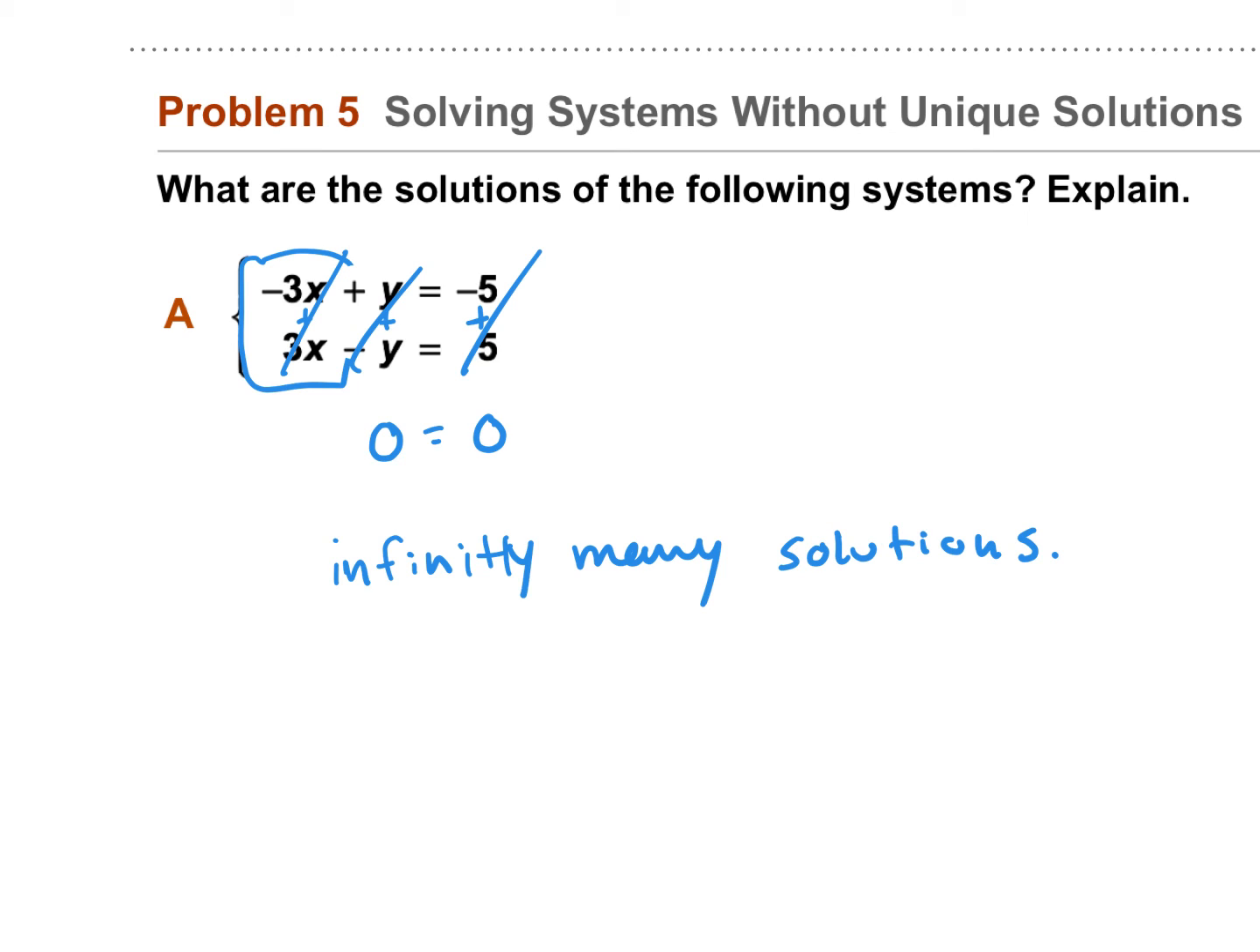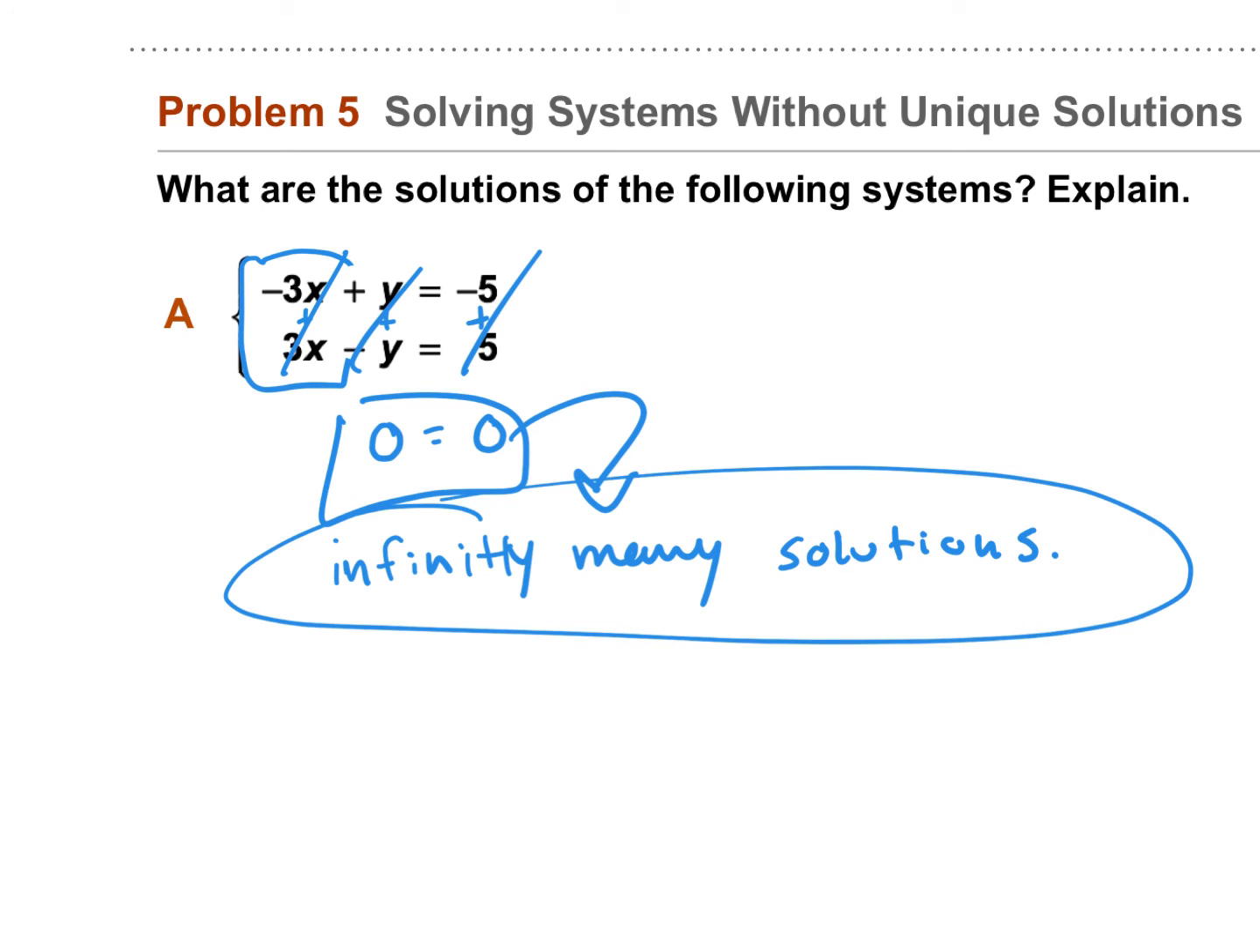So it doesn't matter what number I plug into x, I'll have a number for y that makes the equation true. So when everything cancels out, you get 0 equals 0. Your answer is infinitely many solutions.